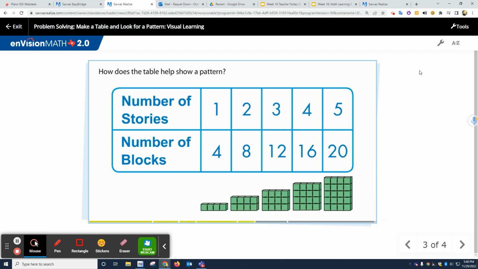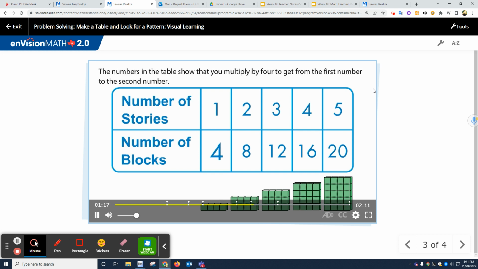One of the ways that a table helps is it organizes the data so that you can see it more clearly. So you can see 1, 2, 3, 4, 5 on the stories, but then when you look at the bottom row, you can see how it's growing. It's an increasing pattern, which we know is either adding or multiplying, but it's not just increasing by a set amount. And when it's growing in a way like by multiples, then it's going to be multiplication.